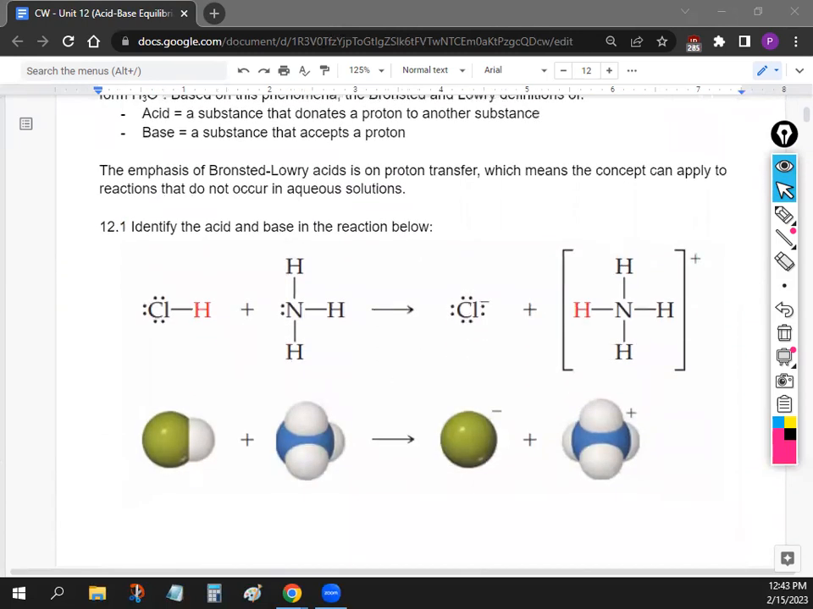Okay, so let's go into 12.1. I want you guys to take a look at this reaction. There is an acid and there's a base. I just want you guys to identify which one's the acid and which one's the base. I'll give you like a minute to do it.